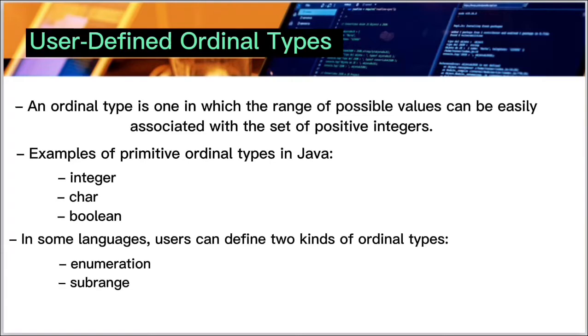User-defined ordinal types. An ordinal type is one in which the range of possible values can be easily associated with a set of positive integers. Examples of primitive ordinal types in Java: integer, char, and boolean. In some languages, users can define two kinds of ordinal types: enumeration and subrange.